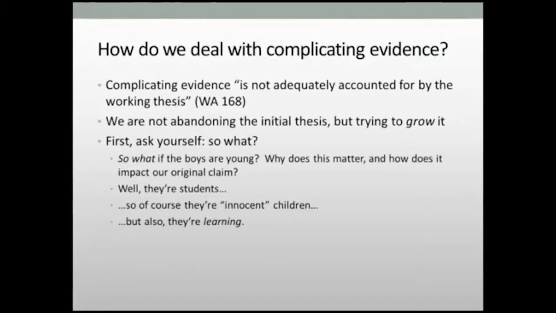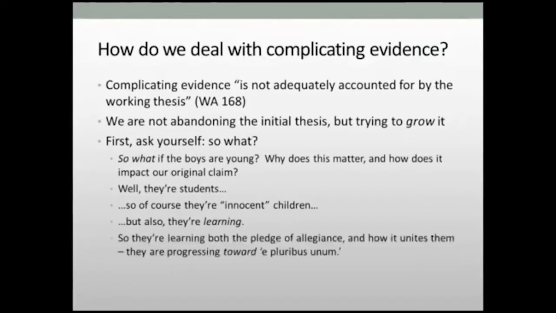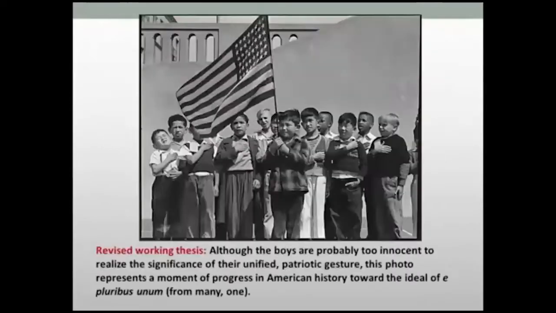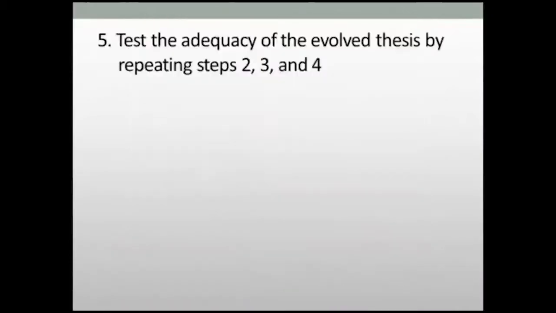So we might say they're in the process of learning the Pledge of Allegiance, learning what it means and how it unites all of them as citizens. So what we're seeing here is not E pluribus unum itself, but a moment of progress toward the American ideal. With this insight, we can revise our thesis so it accommodates the new evidence. Now comes our final step. We will test the adequacy of the evolved thesis by repeating steps 2, 3, and 4.